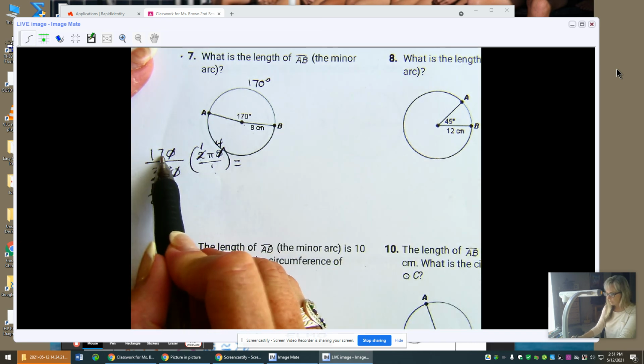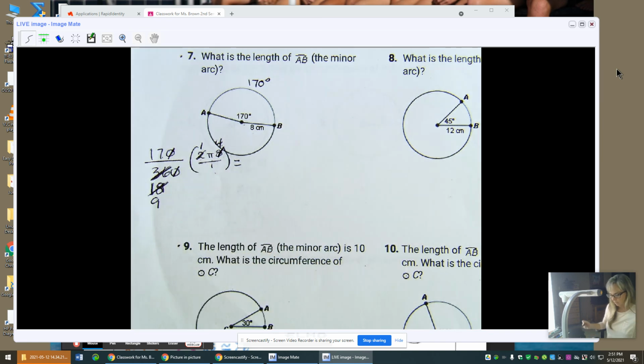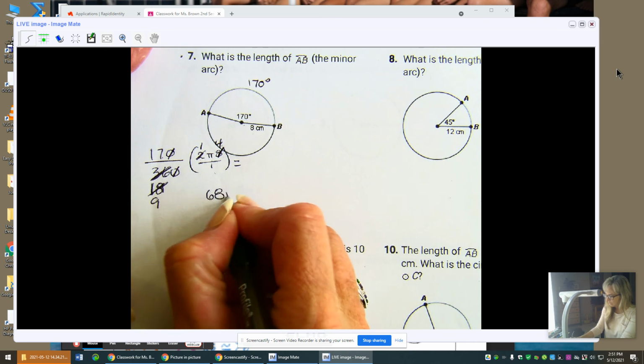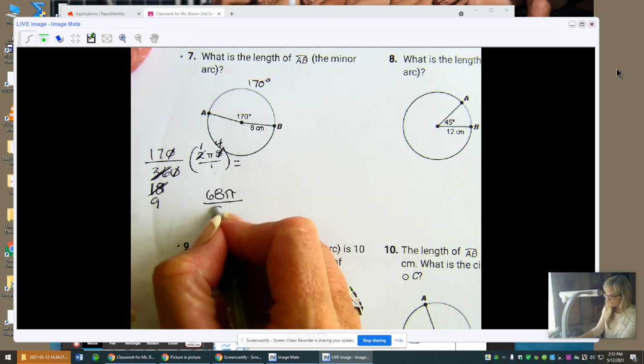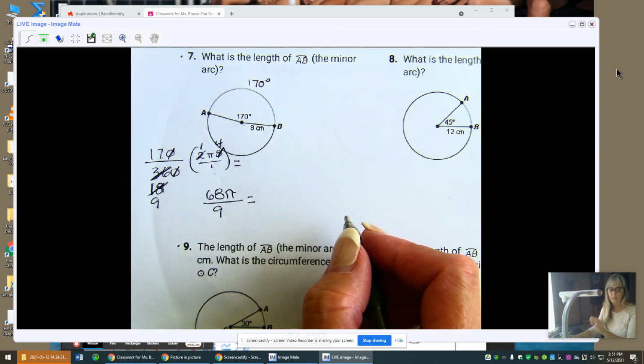Let's go 17 times 4 times pi. 17 times 4, I'm going to check that one. 17 times 4, yeah, is 68. So let's continue down here. 68, and don't forget we have a pi up there. And the 1 is times 9. That's our new simplified mess. That was kind of a mess.